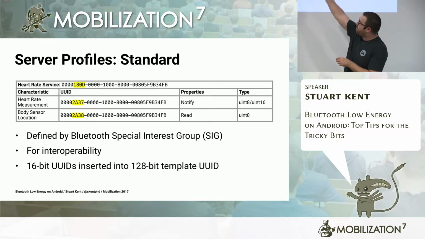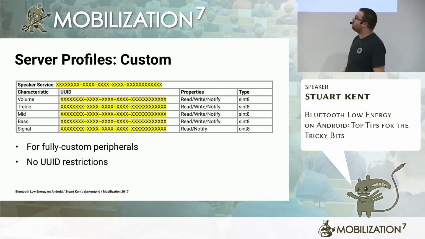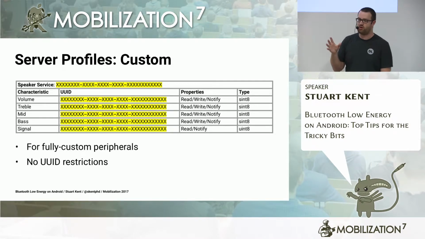So if you look at all of the other characters displayed here that are not highlighted yellow, those correspond to the standard template for a standardized profile. So the alternate to this is a custom profile, and this would be something that you use when you're building a fully custom peripheral, where you don't expect interoperability to be a thing that you're going to be concerned about.